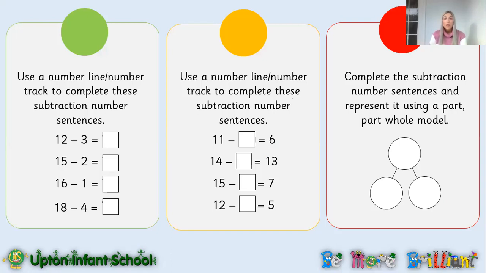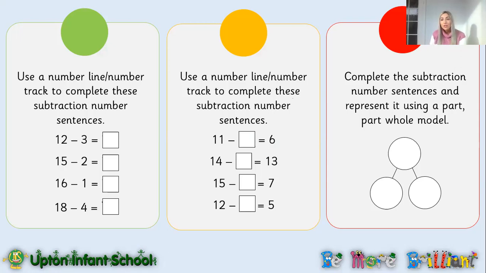Okay. The next challenge is the amber challenge. So use a number line again or a number track to complete these subtraction number sentences. So I want to know how many of those cars drove away. So you are counting the jumps this time. So the first one is 11 take away something equals 6. 14 take away something equals 13. 15 take away something equals 7. And then the last one is 12 take away something equals 5.